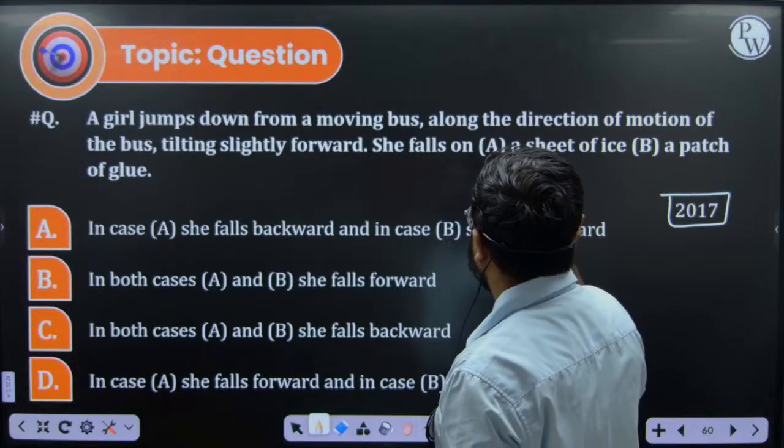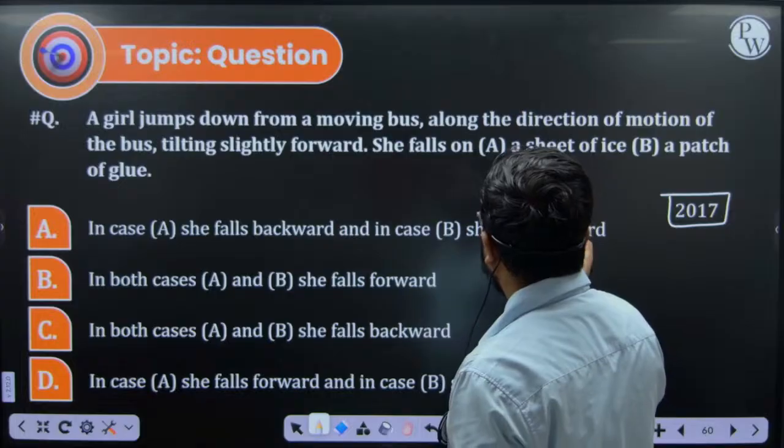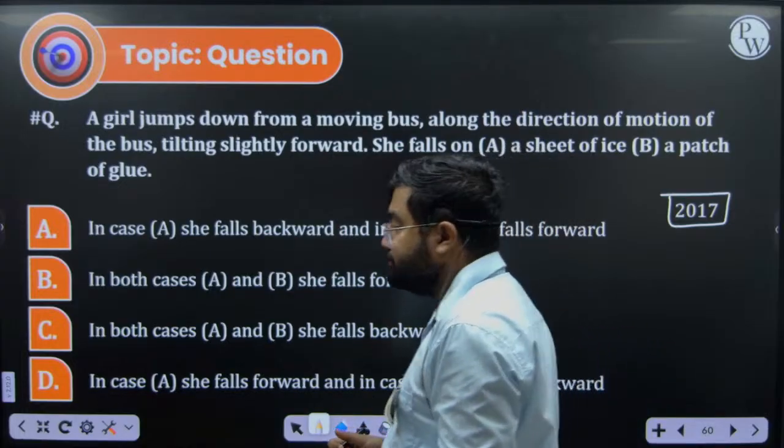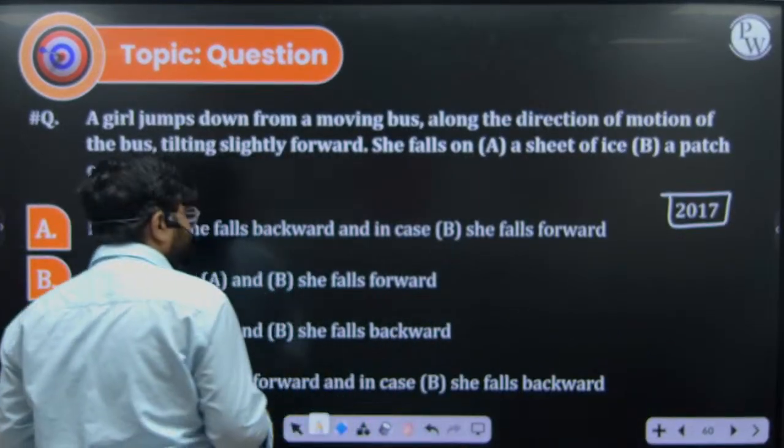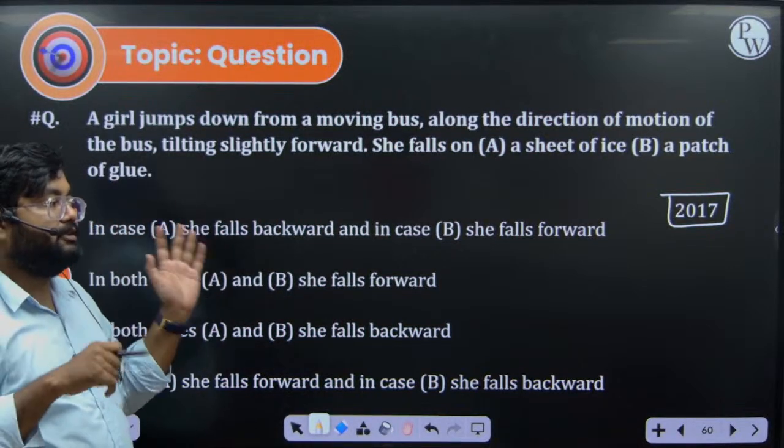She falls on A, a sheet of ice, and B, a patch of glue. Okay, what will happen? Where will she fall, forward in the first case, backward? What will happen?